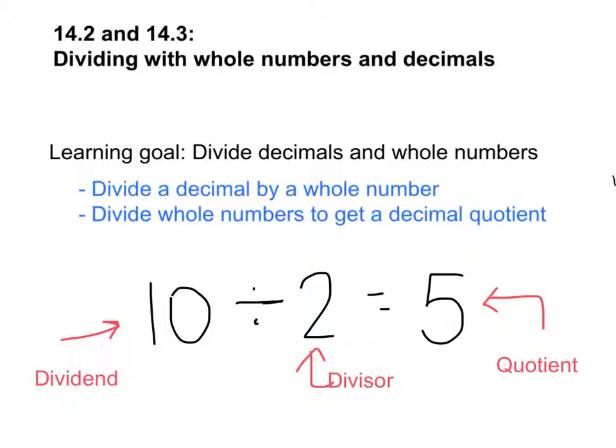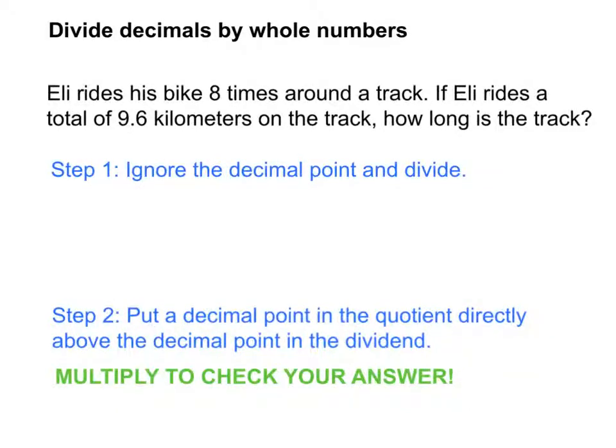Now, if I'm going to divide 2 whole numbers to get a decimal quotient, that means my dividend is going to be a whole number. My divisor is also going to be a whole number, and my quotient will have decimals. Good. So first, let's talk about dividing decimals by whole numbers. We know we expect our dividend to be a decimal, and we expect our divisor to be a whole number, right?